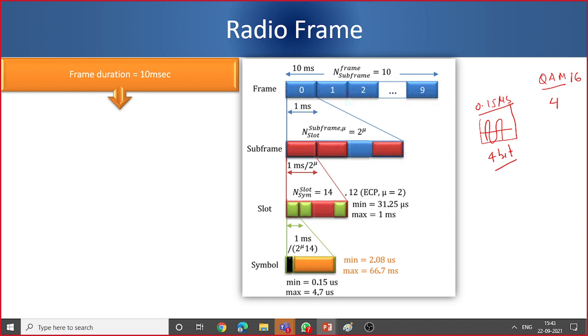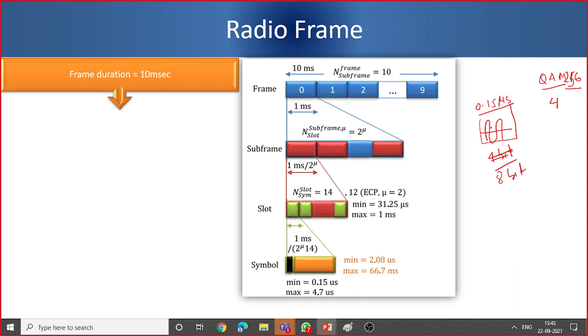Suppose it was QAM 256, then it will contain 8 bits. So same subcarrier, same symbol duration, if QAM 256 is supported, I will have 8 bits of data. I'm able to pack more data with higher order modulation. So that's the symbol, right? Any doubt? Okay, you can write in the chat box if you do not have doubt, yes, no, or whatever, so that I feel that you are able to understand.